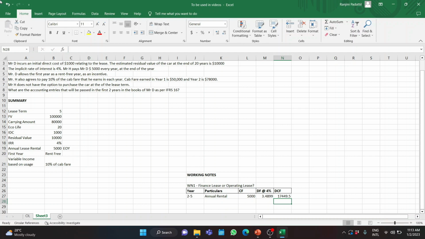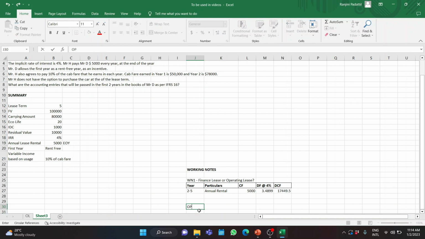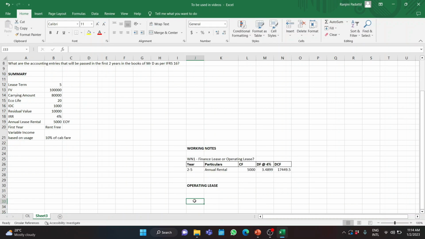So we have the discounted cash flow at 17,500. The fair value is 100,000. It is nowhere covering the fair value of the asset. So we can safely conclude that this is an operating lease. We need to recognize the lease rentals received as an income. Over here, the straight line basis makes sense as we receive equal rentals every year.